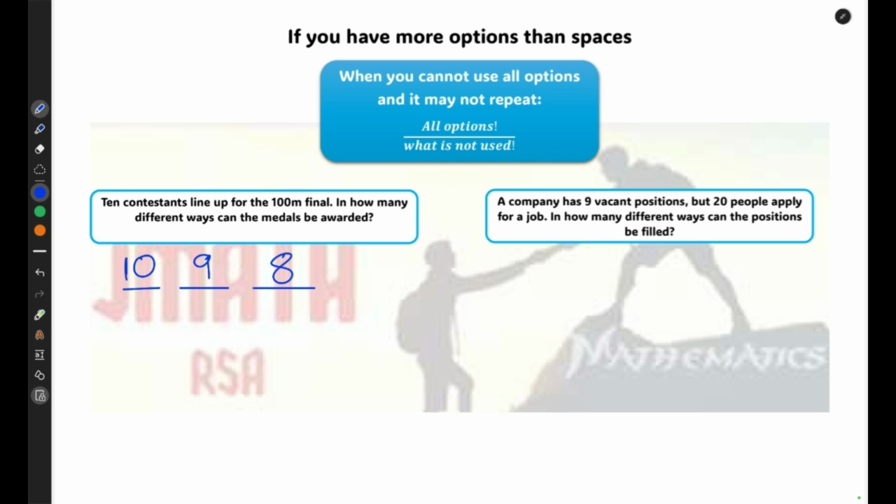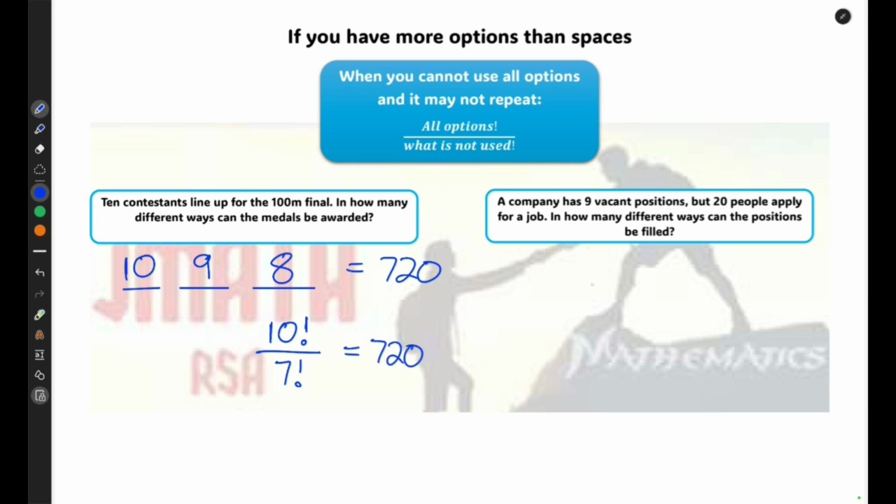Okay. So I can just write it like that, and that answer is 720. But the way to write it as a factorial would be all of the people that started the race divided by the ones that won nothing. Okay, and if I type that in a calculator, it would still give me 720.